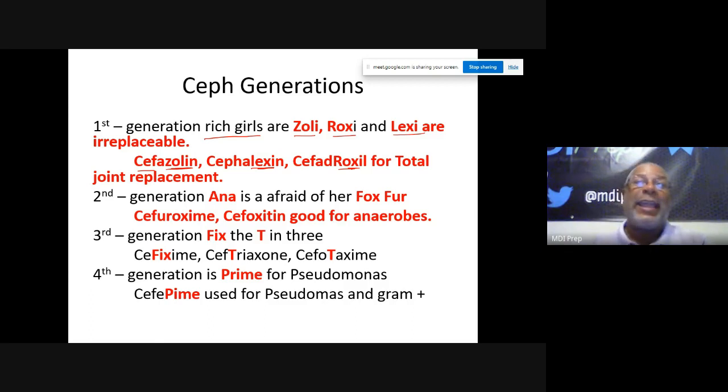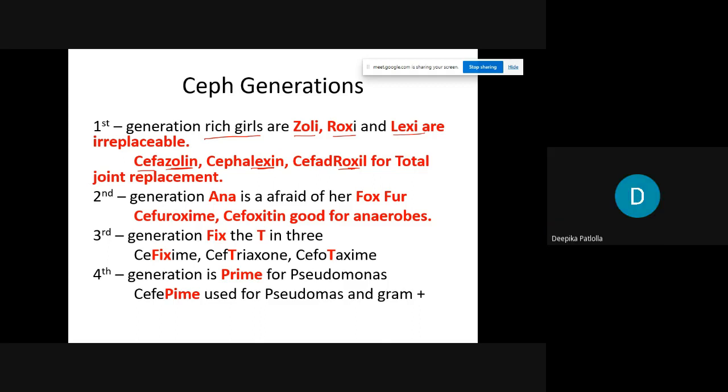There's no way on the exam they're going to ask you the difference between one of these because they're all first generation. So there's no answer choice where two or all three of these will be in the same answer choice. Does that make sense? Yes. Okay, perfect. That's the key.